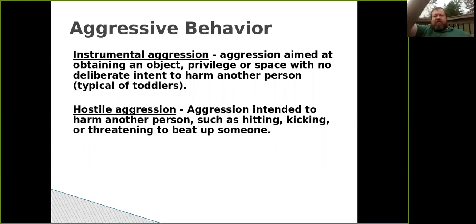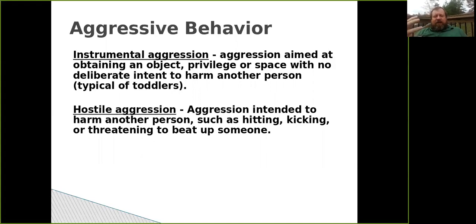And so they push the other child out of the way, or they bite them to get them to move, or they slap at them. And it's real aggression. It's not an accident. It's not an expression of emotion that's out of control. It is truly aggression, but its difference here is the goal isn't to harm someone. The goal is to get that thing.